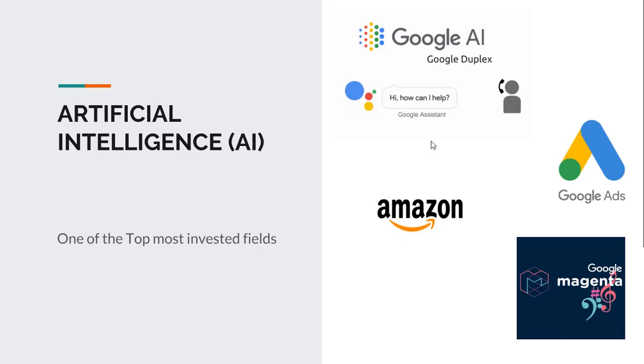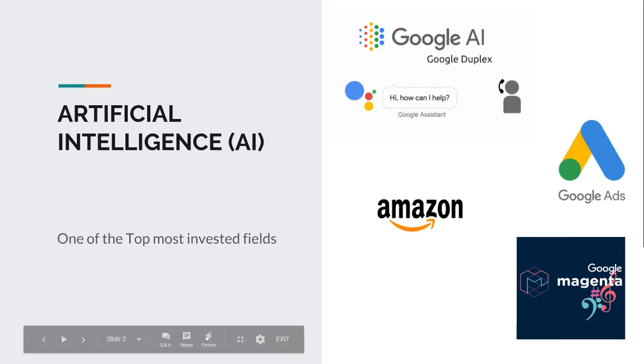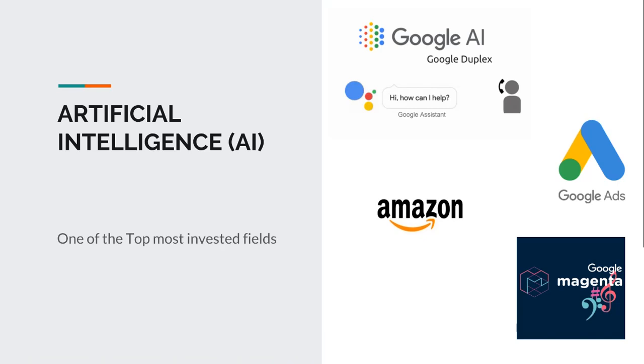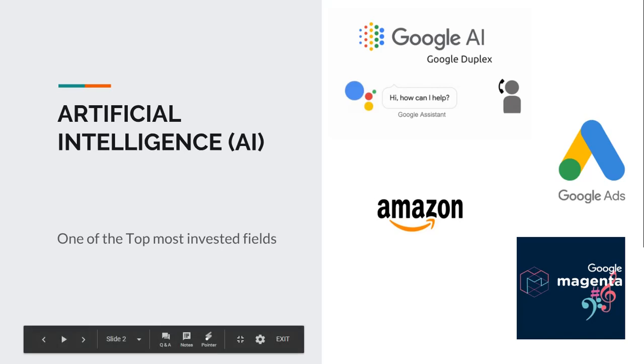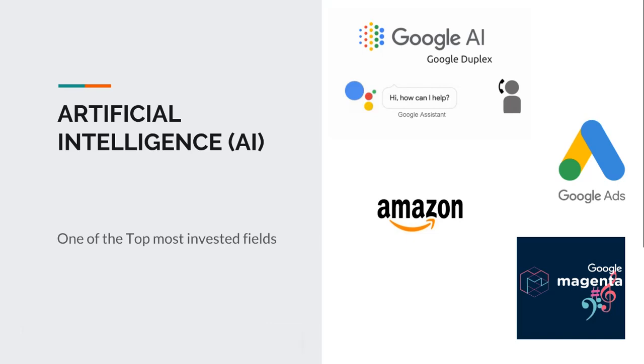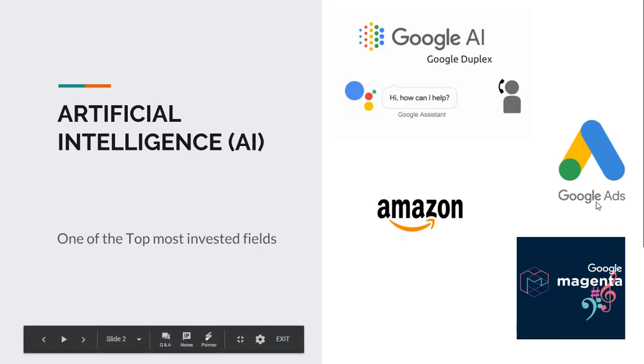Okay, now the next example is Amazon. Amazon uses machine learning for product recommendation. Next one is Google Magenta, which is not that famous, but it's really amazing, as an AI can really compose music for you. Yes, and next goes Google Apps.